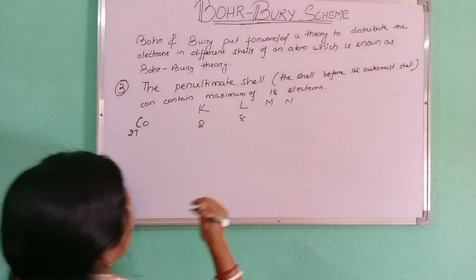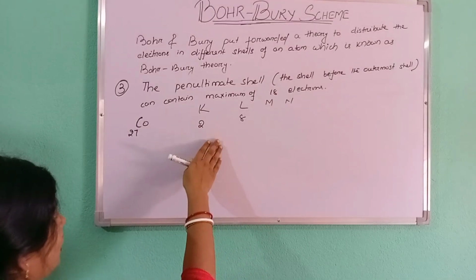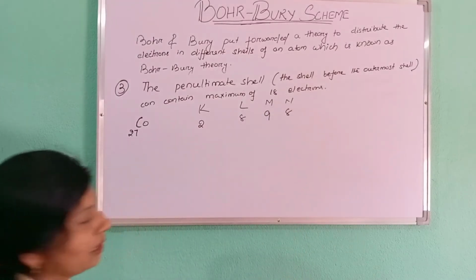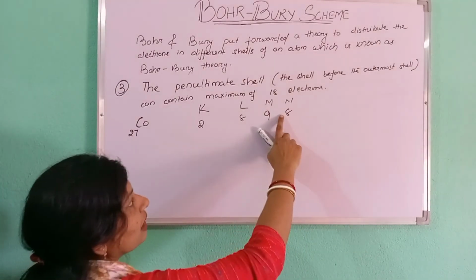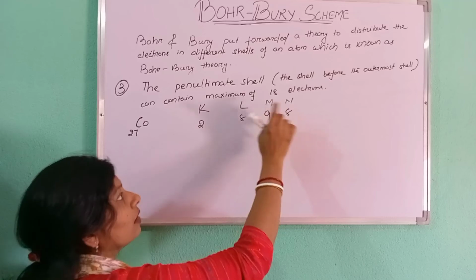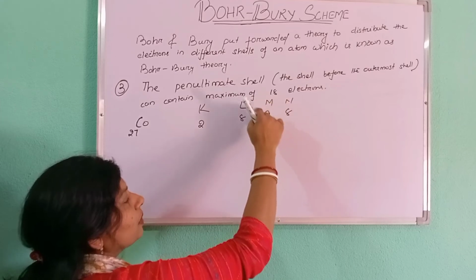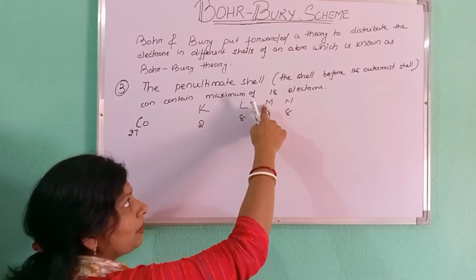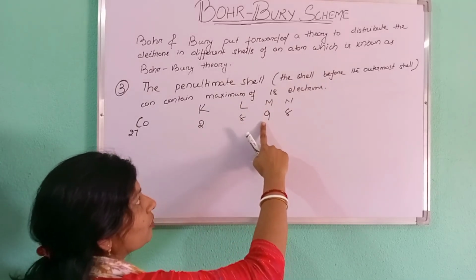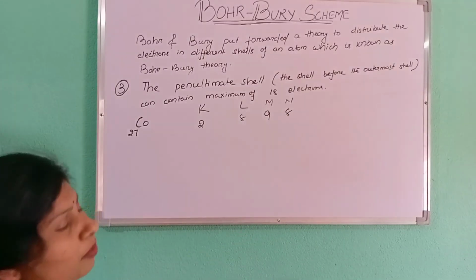So now we have 2 plus 8, 10 electrons already arranged. Now we have 17 electrons in our hand. So I will write here 9 and here 8. As this one is the outermost cell, it can't contain more than 8 electrons. Now this is the penultimate cell, meaning the cell before the outermost cell. So M cell is the penultimate cell and it can contain a maximum of 18 electrons. So we will arrange 9 electrons in M cell and 8 electrons in N cell. Clear?